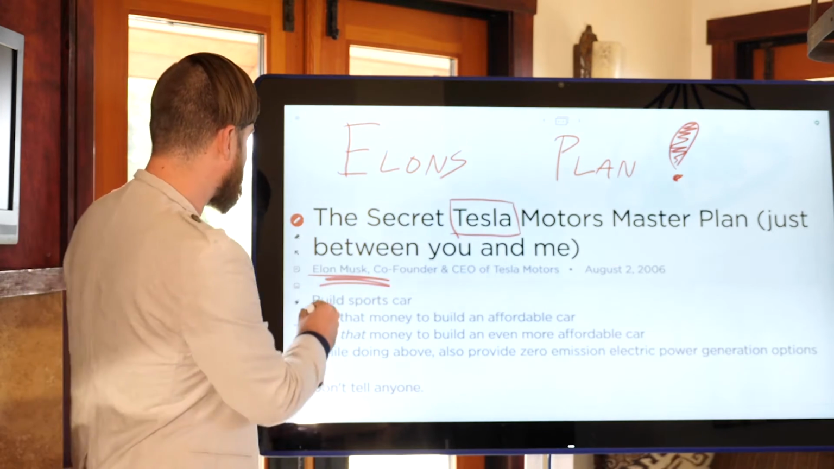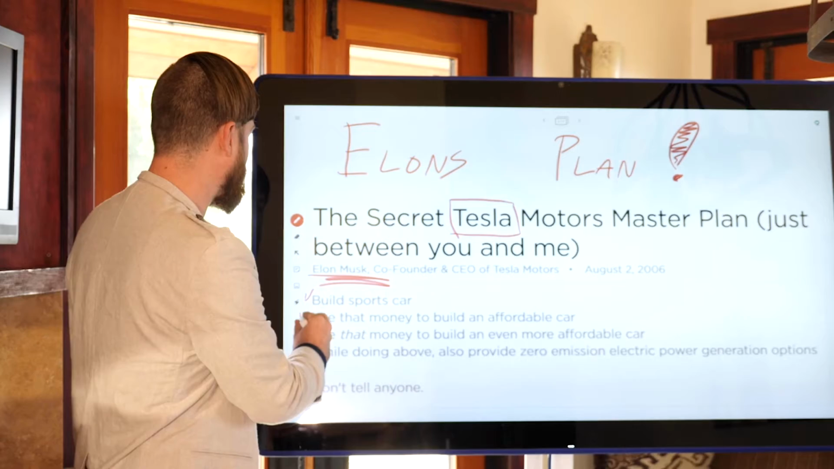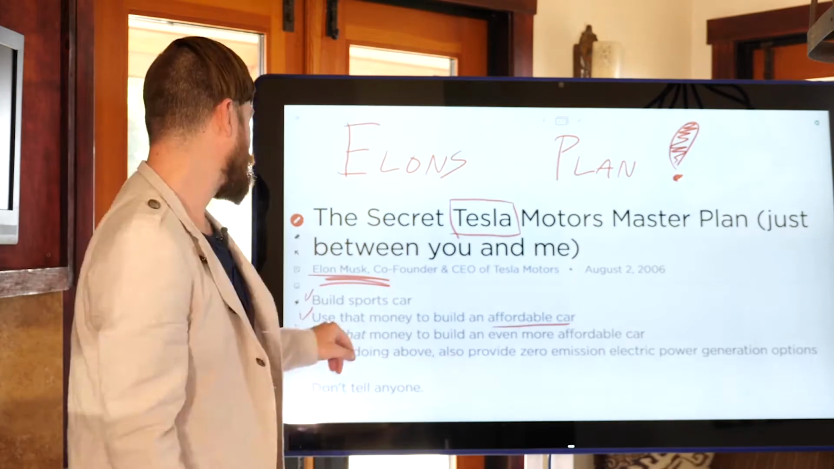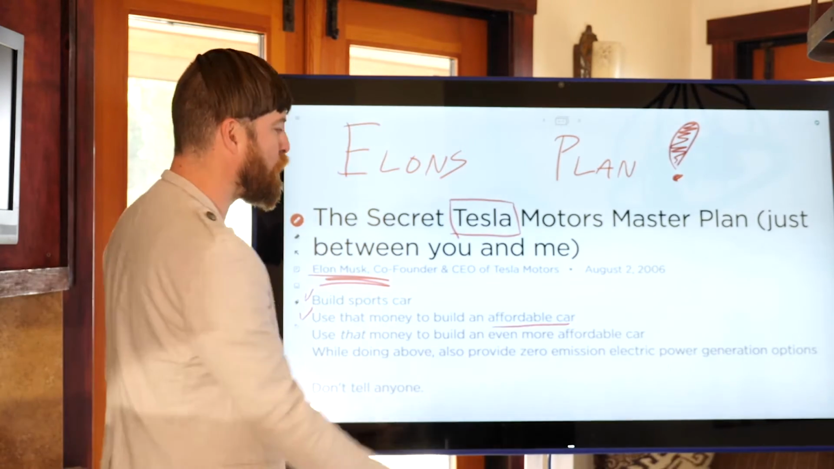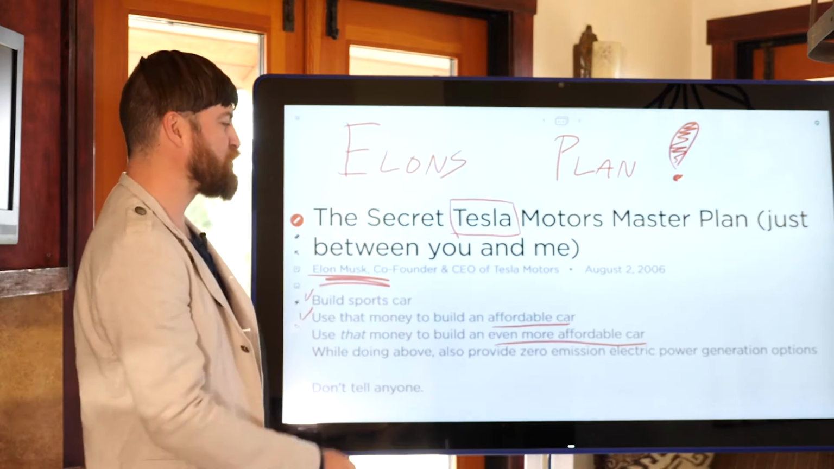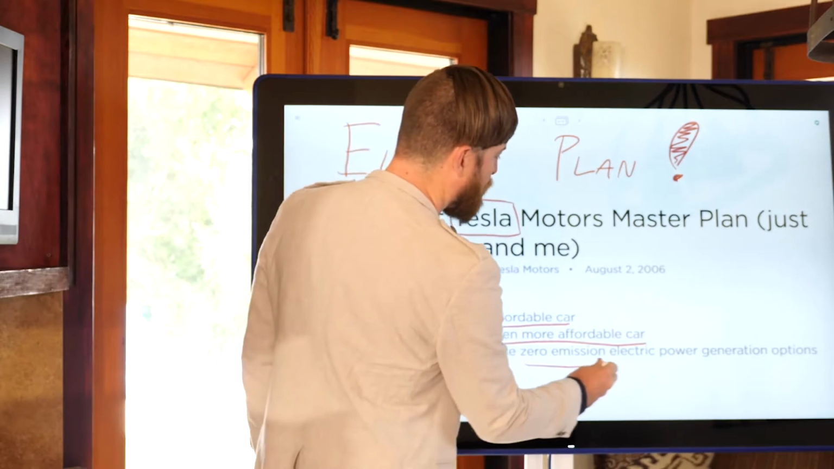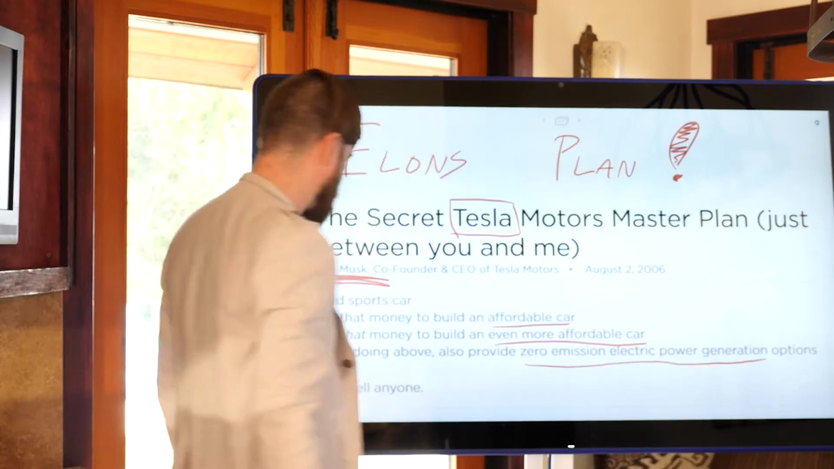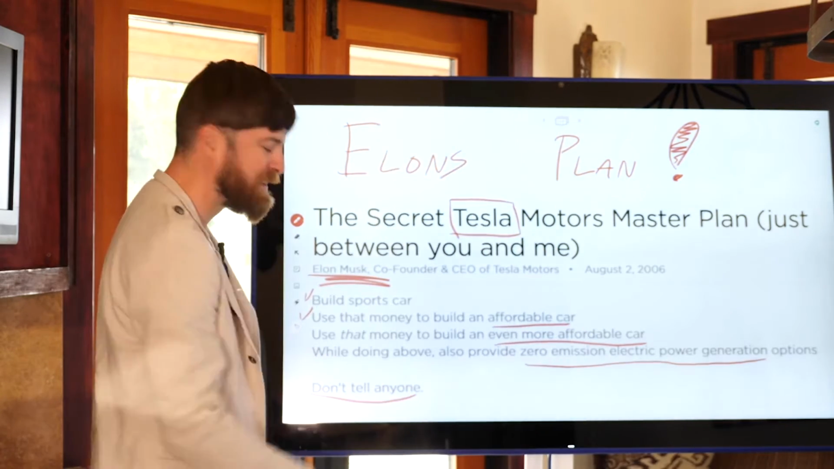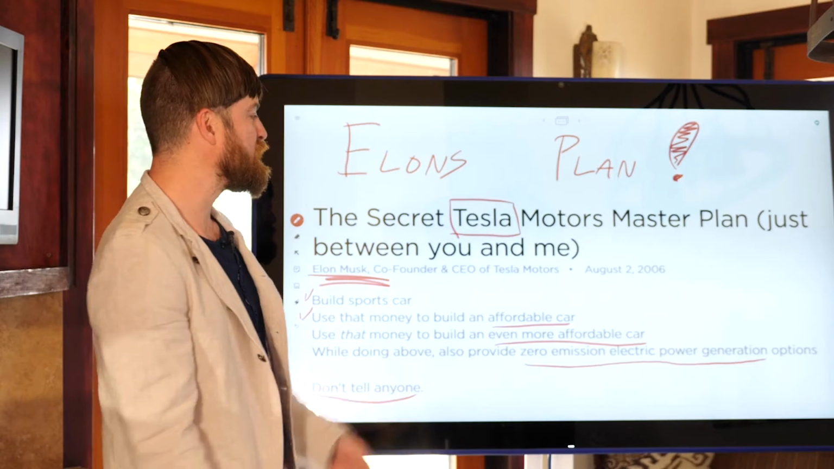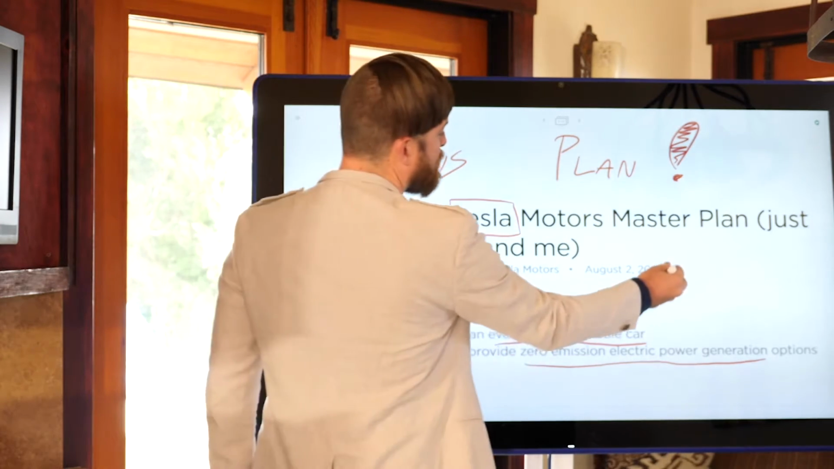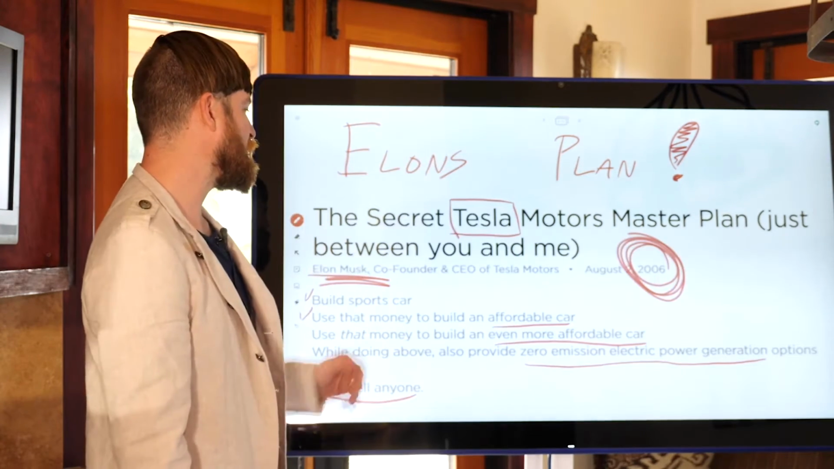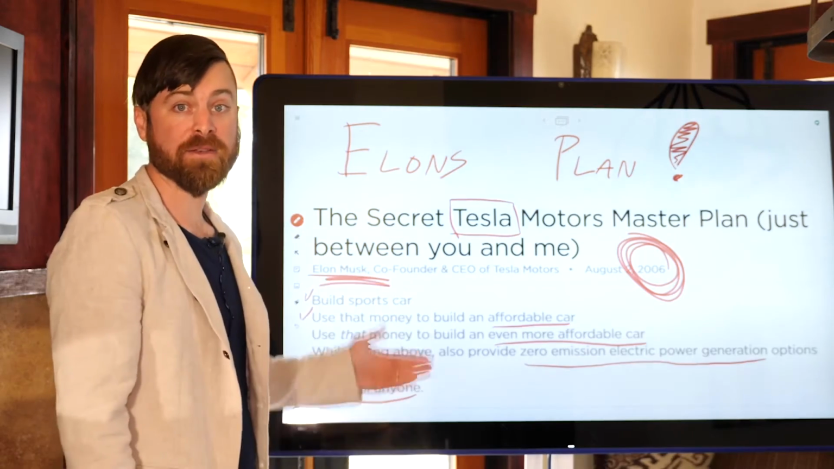So his business plan was this: build sports car. Use that money to build an affordable car. Use that money to build an even more affordable car. And then he said, while doing the above, provide zero emission electric power generation. And then at the end he says, don't tell anyone. It's kind of a joke. But this is exactly what he did. He wrote this back in 2006. And you can see that from this, he followed through the plan to the T.